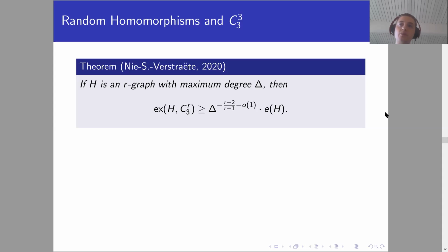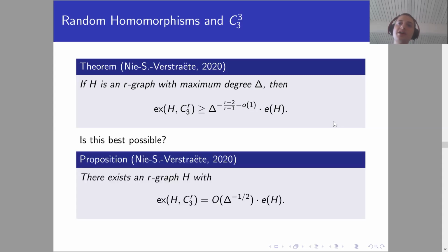And as in the r equals 3 case, we know that this bound is tight up to this little o(1) term. So it's natural to ask, is this best possible? And it turns out we don't know. The best upper bound we can prove is that there exists an r-graph H, which has an upper bound of delta to the minus 1/2 times the number of edges we started with.